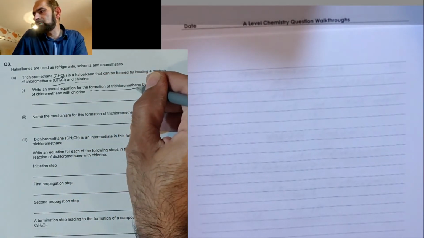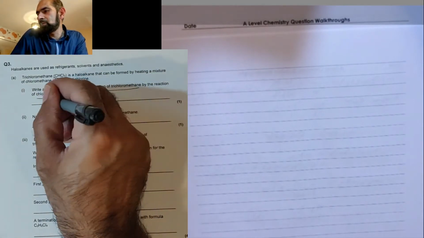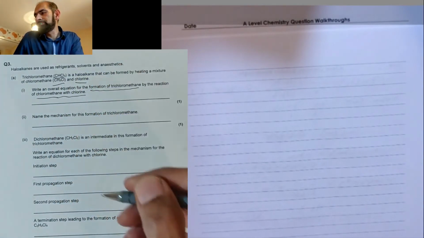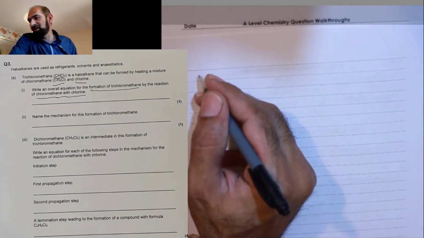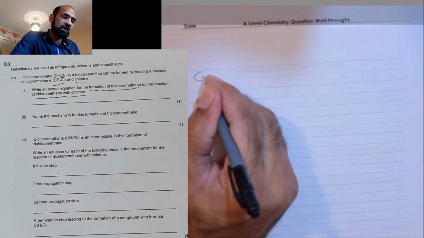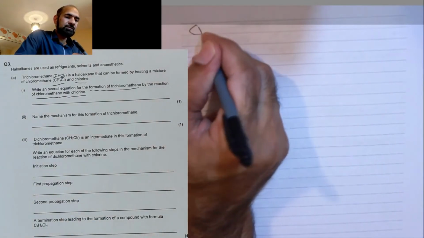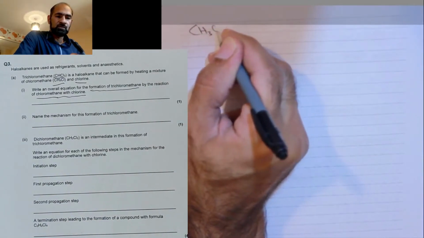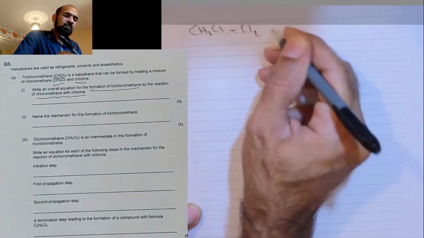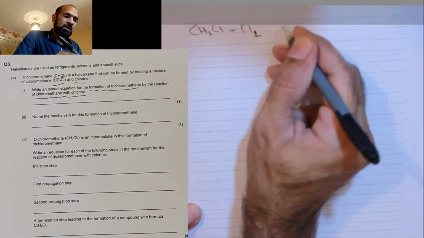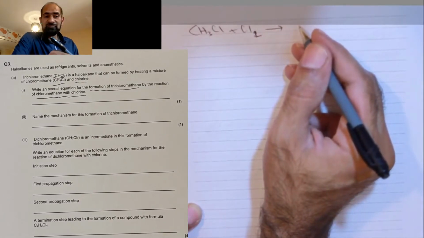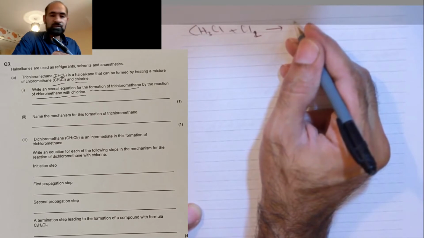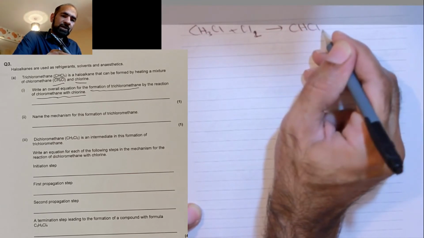So formation of trichloromethane by the reaction of chloromethane with chlorine. Okay, so the first question is simple really. So it will be chloromethane. They've even given you the formula in the question. So it will be CH3Cl, chloromethane, plus chlorine. And again, I'll come to the mistakes later on, what the students often do, or sometimes do actually. And then that forms trichloromethane. And they've even given you the formula of that, how kind they are.